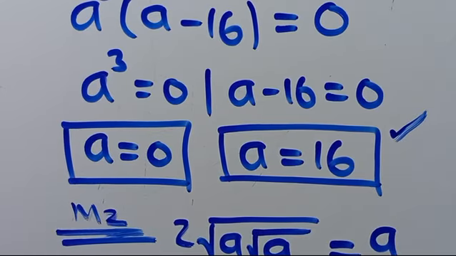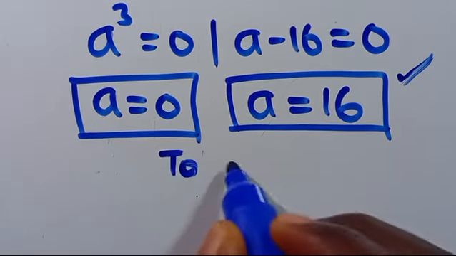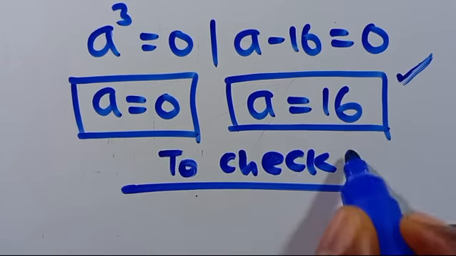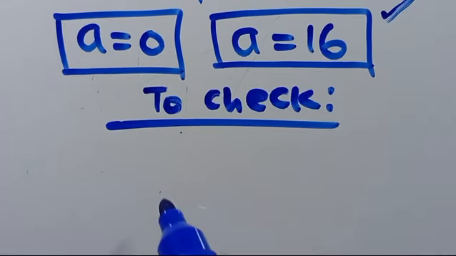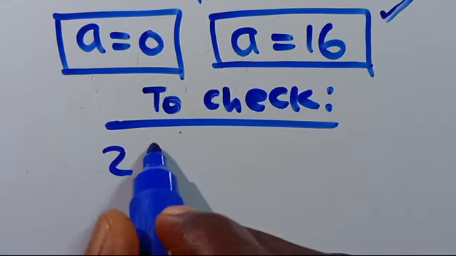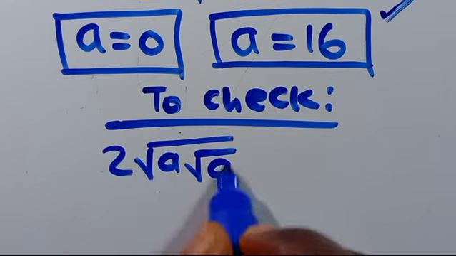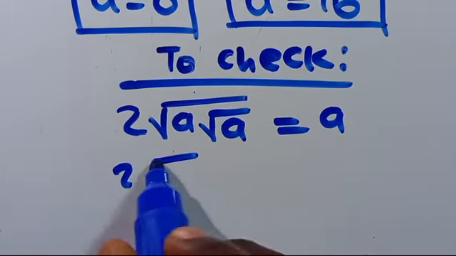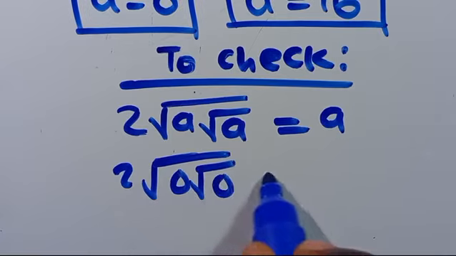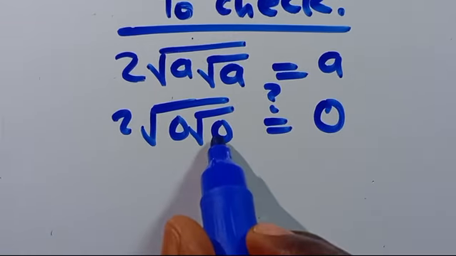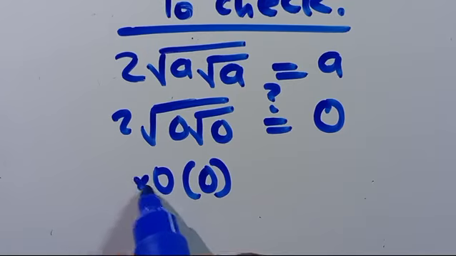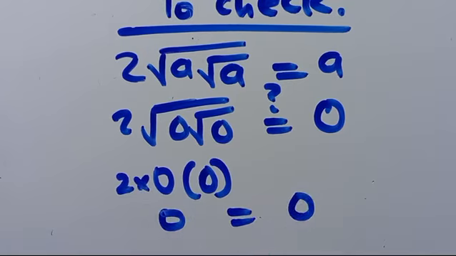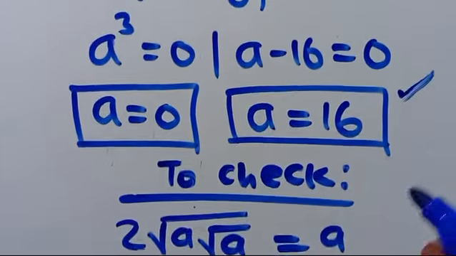So now let us check, because we have to check. To check, we are given 2 multiplied by root a into root a equals a. When a equals 0, definitely here we have 2 into root 0, root 0. Now root 0 is 0, 0 times 2 here will be 0 equals 0. So this satisfies.